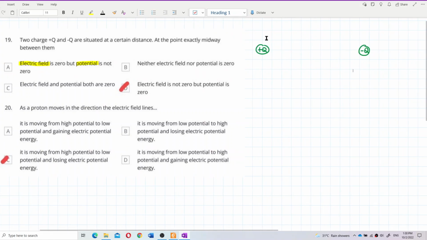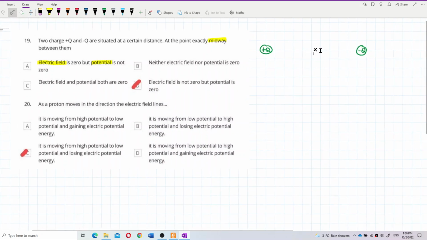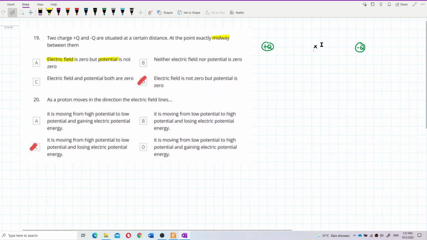So at the point midway, he is asking about midway. Exactly midway between them. That means it is at here, midway. So what is the electric field at the midway, at the center between positive Q and negative Q? And what is the electric potential?